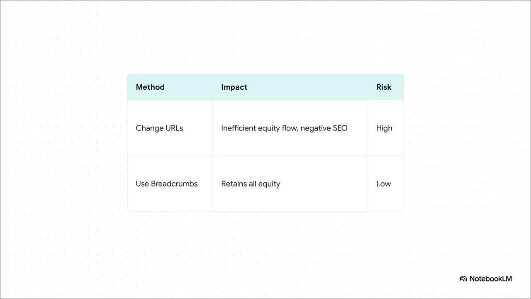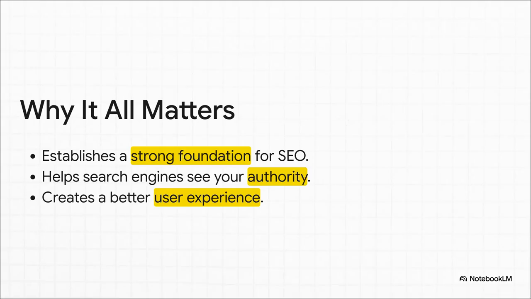So we've got two main paths for this renovation project. The first one is super risky, changing a page's URL. This is like trying to physically move a room in your house. You break all the old pathways and you can lose all that hard-earned equity. But the second, much smarter method uses breadcrumbs. You know those little navigation links you see at the top of a page? By changing a page's breadcrumb trail, you can tell search engines it belongs in a new category without actually moving the page at all. You get all the organizational benefits, you keep all the value, and you avoid pretty much all the risk.